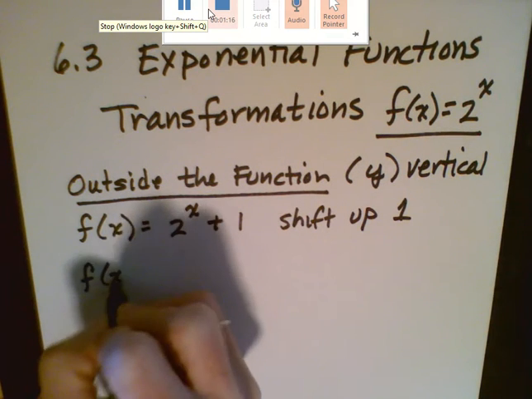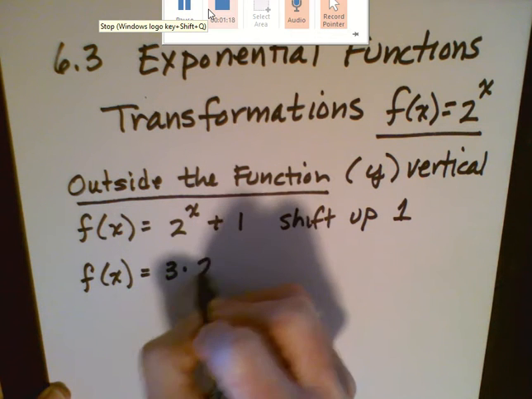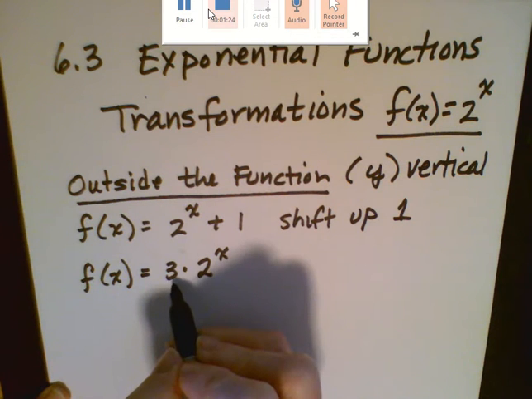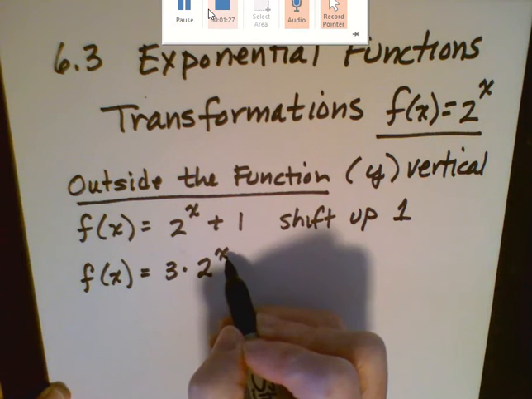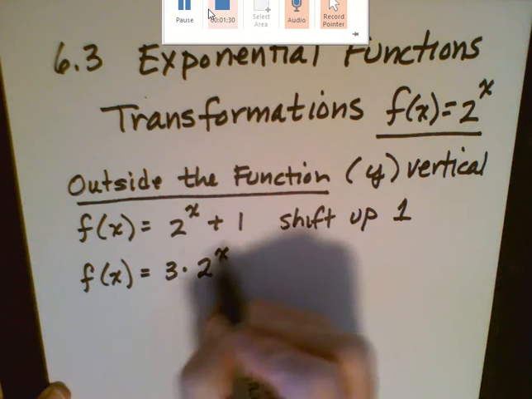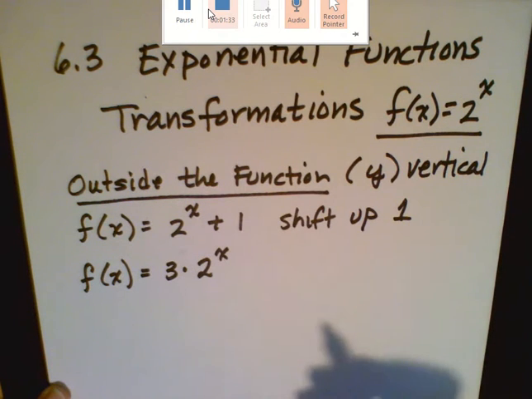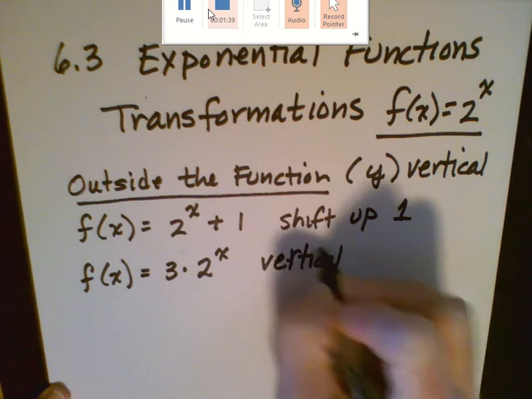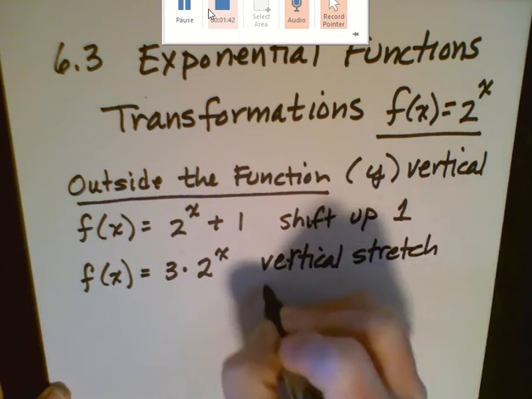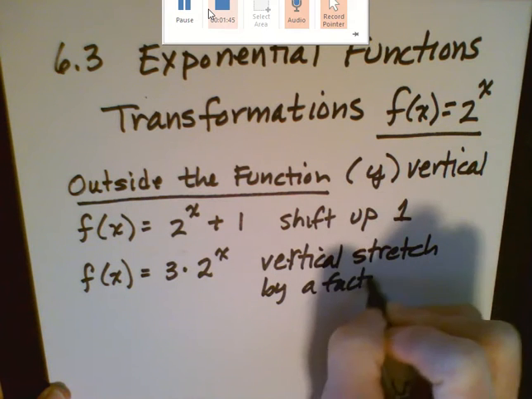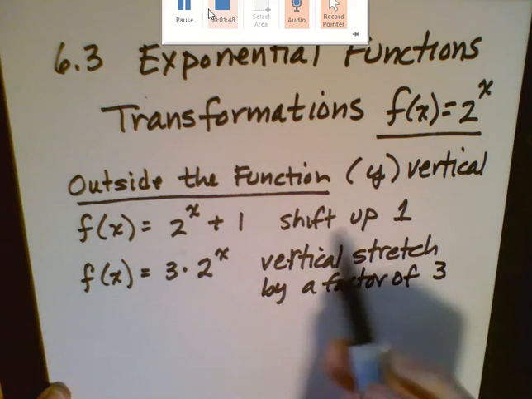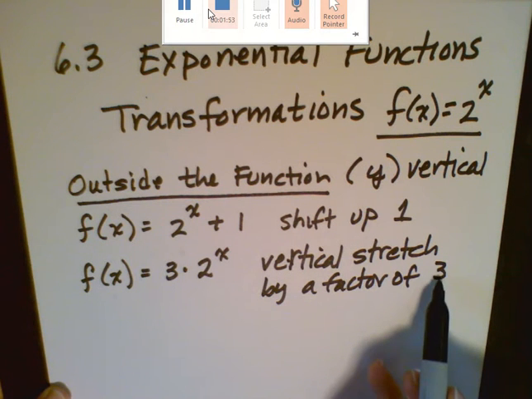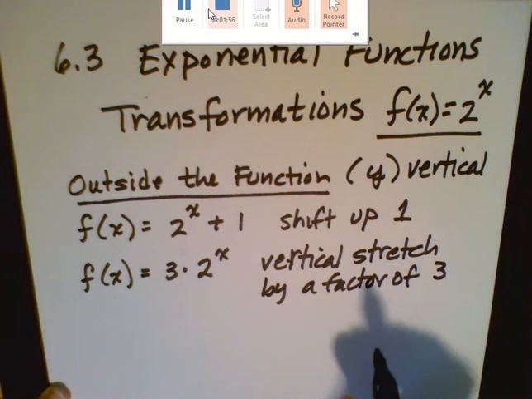If we had f of x equals 3 times 2 to the x, now our c from our function standard form is 3. This is outside the function. You raise 2 to the x first, then multiply by 3. So the function takes place, and then something's happening outside of that. And this is a vertical stretch by a factor of 3. So here we would take every y value and add 1. It's affecting the y. Here we would take every y value and multiply by 3. And by y, I mean the y coordinate of our points.